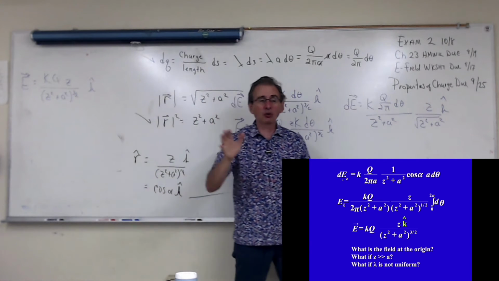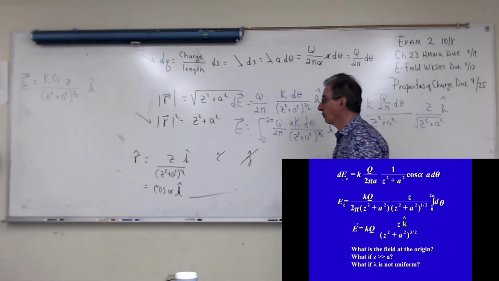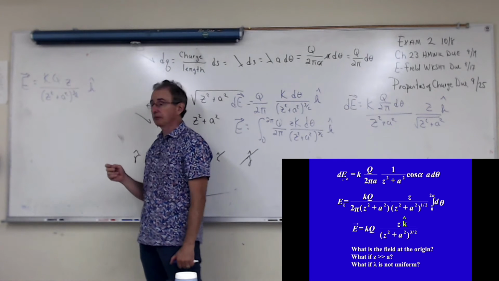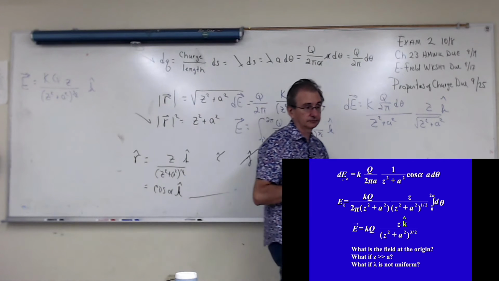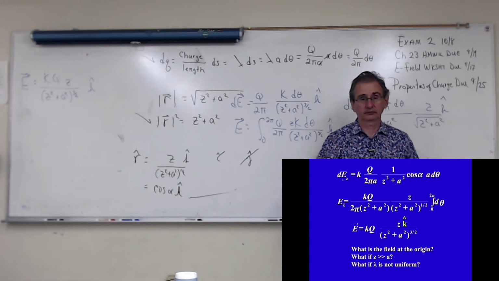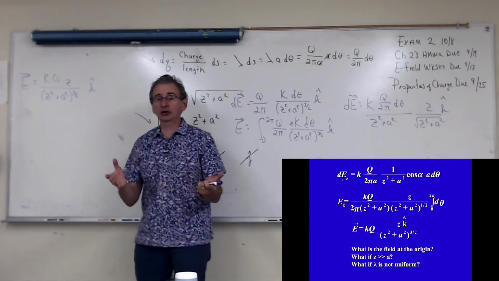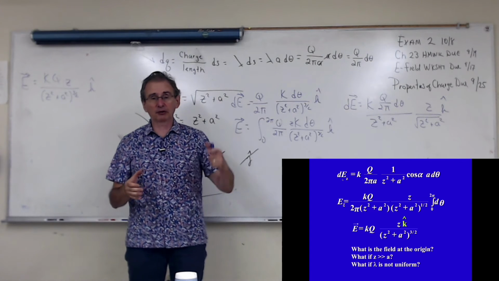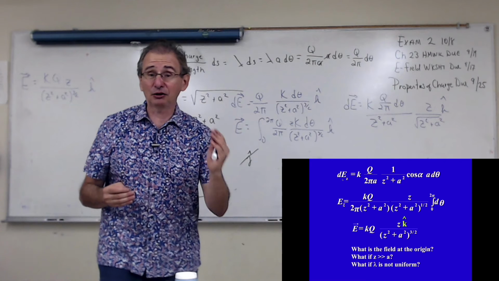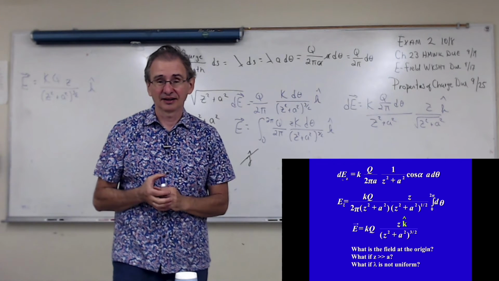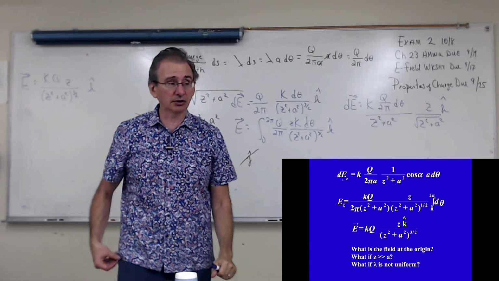What if you're really far away from the ring? What if Z is really big? If Z is really big, what does the ring look like? It looks smaller. Like a dot? It looks like a dot. It looks like a point particle, right? And so if you're really far away, then the field should look like the field due to a point particle. Isn't that true?